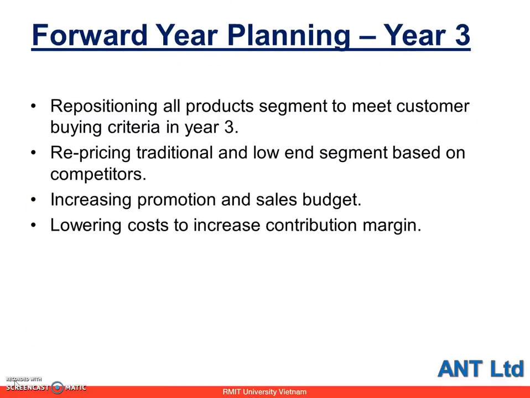The last part of our presentation is planning for the future year. From the research and the reasons evaluated above, we see that to increase profits for next year, we have to meet customer demand by repositioning on product segments to meet customer buying criteria in year 3 based on the industrial report, repricing traditional and low-end segments based on competitors in such a way that our predicted price can be lower than our rival companies, increasing promotion and sale budget to attract customer awareness and improving customer accessibility.